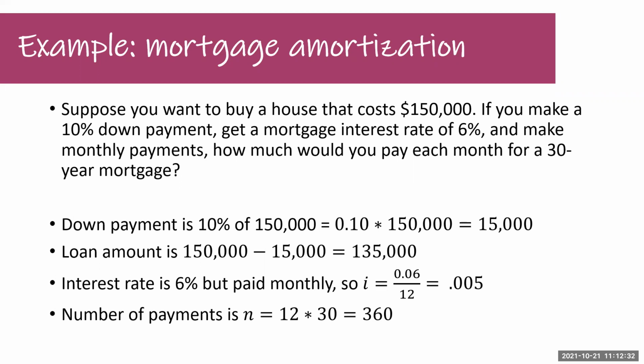Now we're going to ignore closing fees, anything like that. We're going to say you just owe $135,000. Your interest rate is 6%, but it's paid monthly. So we need to split that 0.06 into 12 for I, which is 0.005. And your number of payments is 12, because 12 per year times 30 years is 360 payments. So you're going to make 360 payments of equal size.